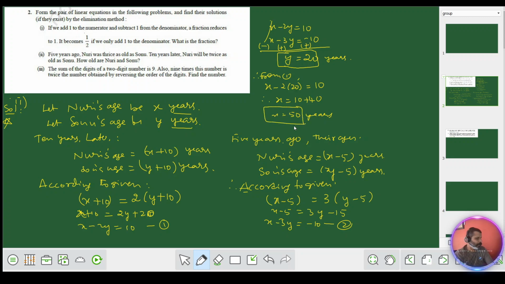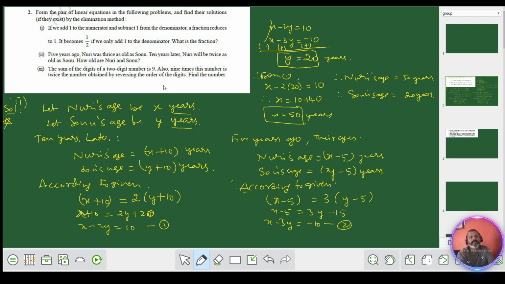Understood? Now you conclude. What are the ages they asked, right? Nuri. What does Nuri say? X. You just write. Therefore, at the end you write Nuri's age was x, right? We can assume it as x. What is the x value? Please, when you conclude, don't make mistakes there. x is 50. So, Nuri's age is 50 years. And Sonu's age will be 20 years. Okay? Understood? It is a very important problem. Please mark it as important. Okay?